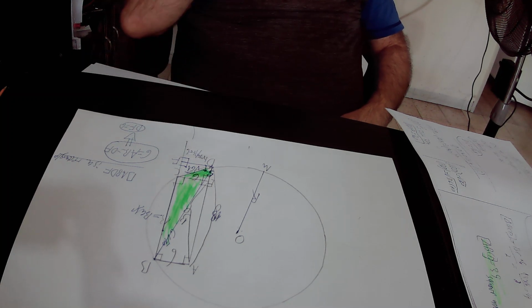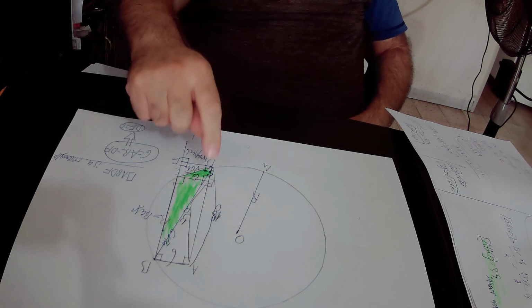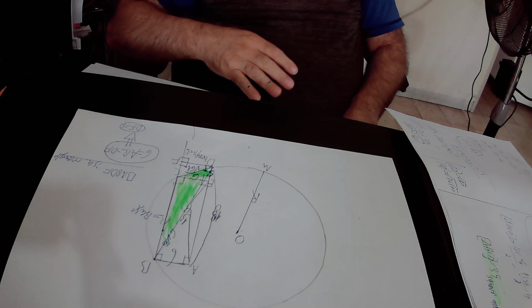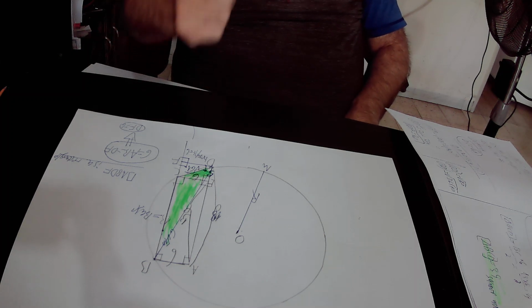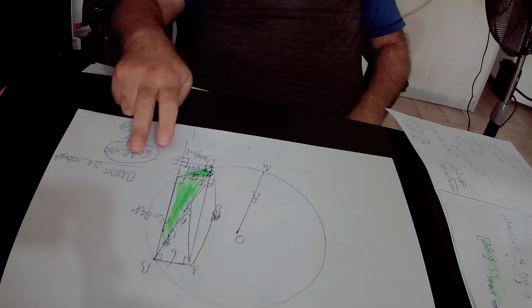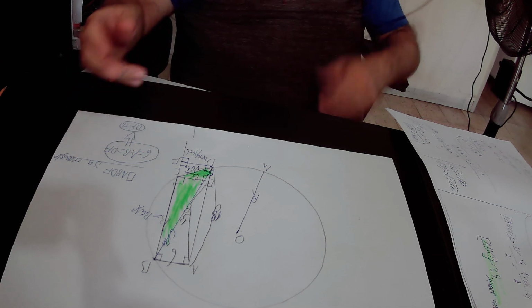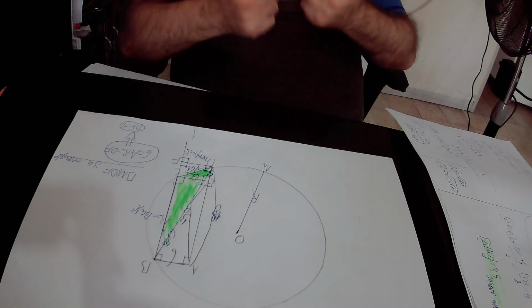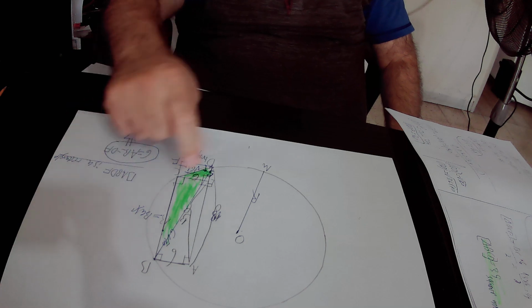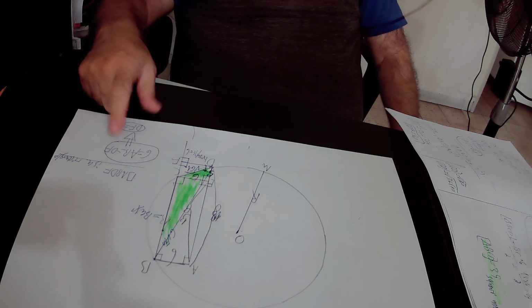Because in quadrilateral ABDF we have 4 right angles, it means that quadrilateral ABDF is a rectangle. Why? Because it has 4 right angles. But we also know that the opposite sides of a rectangle are equal to each other. That is to say, AB equals DF.